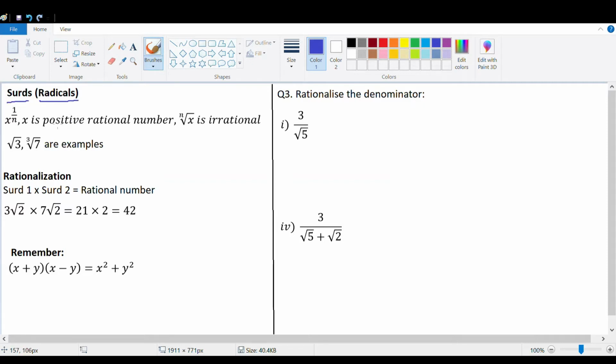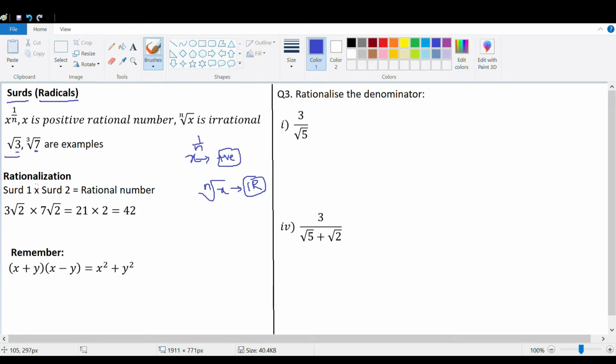What are surds? Surds are numbers written in the form x to the power 1 by n, where x is a positive rational number and the nth root of x is irrational. So for example, root 3 is a surd because 3 is a positive rational number and root 3 is irrational. Similarly, the third root of 7, because 7 is a positive rational number and the third root of 7 is irrational.